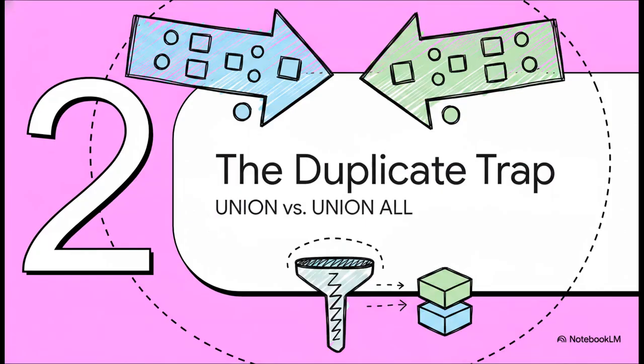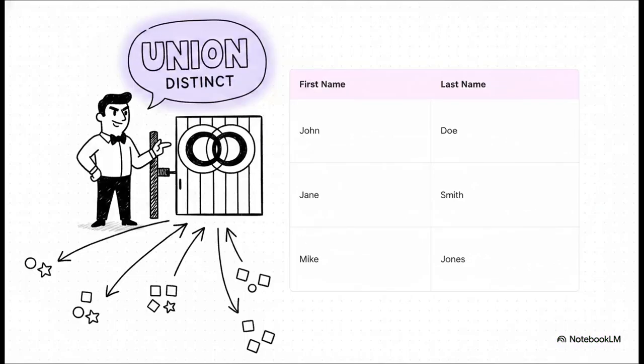Section 2. The duplicate trap. Union versus union all. Okay, so once we align our columns correctly and get the structure matching, we run into a really fascinating behavior regarding how the standard union operator actually works behind the scenes. And this is exactly where a lot of reports go completely wrong if you aren't paying close attention.